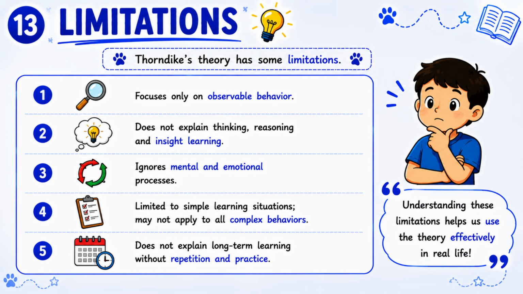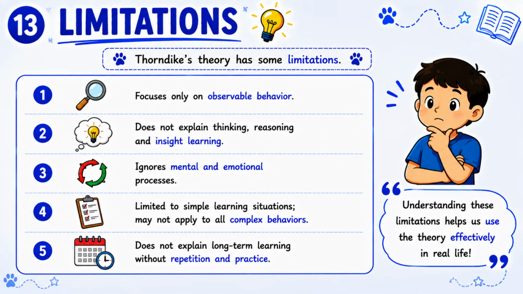Every theory has its strengths and weaknesses, and this one is no exception. So, Thorndike தியரியோட limitations என்னன்றத பார்க்கலாம் வாங்க. First limitation. The theory focuses only on observable behavior. It explains what we can see but not what happens inside the mind. நம்ம மனசுல நடக்கிற ப்ராசஸை இது எக்ஸ்பிளைன் பண்ணாது.